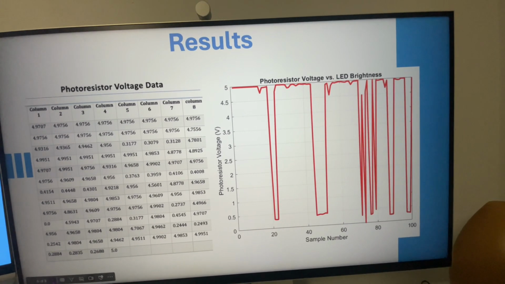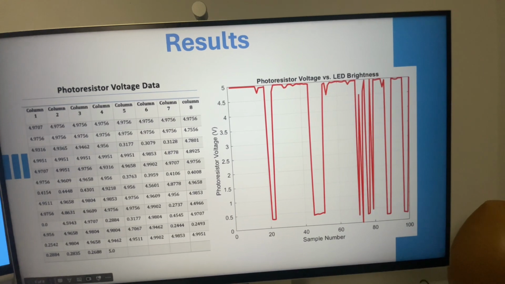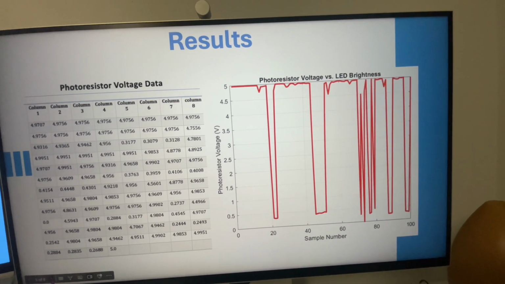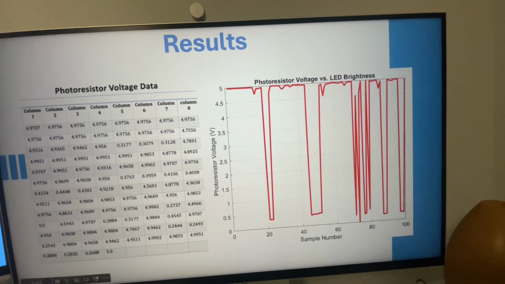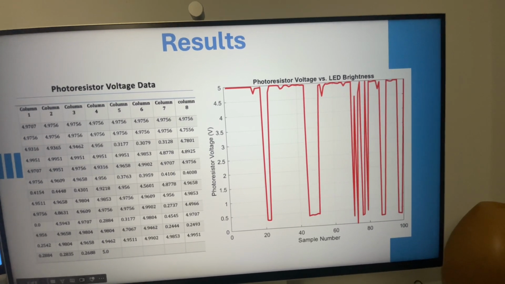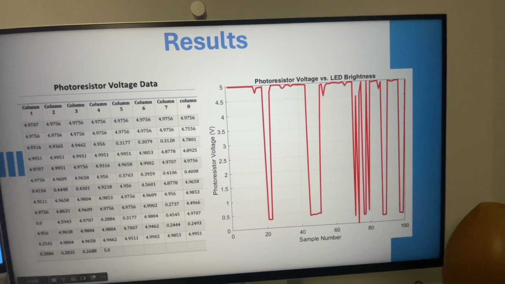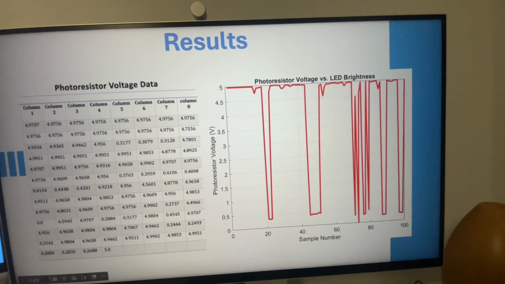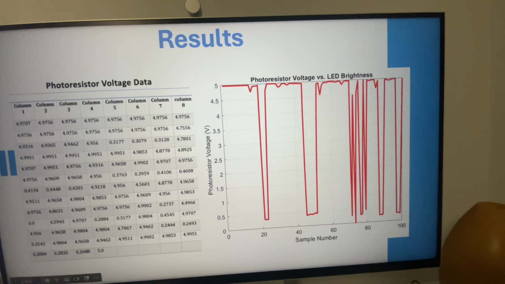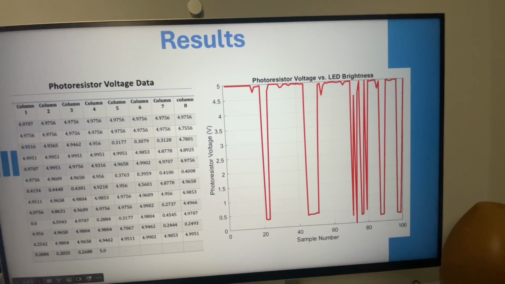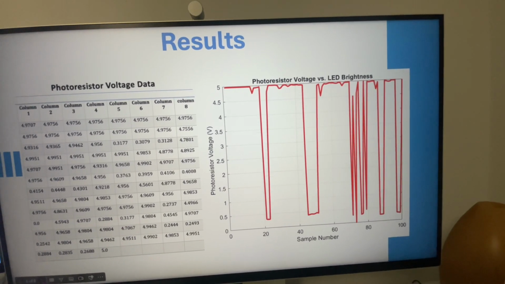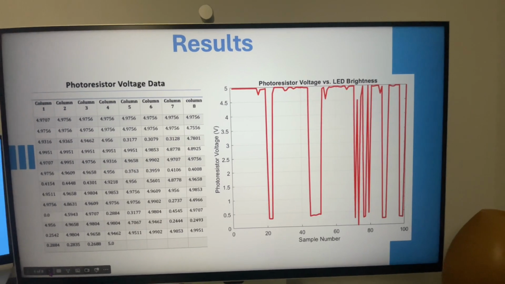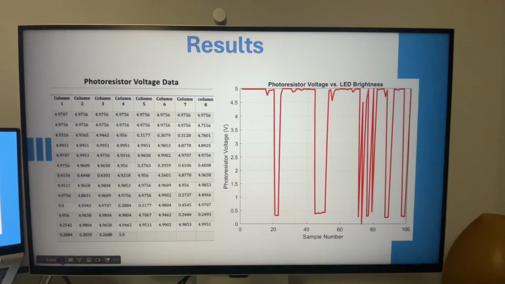In the second part, we focused on measuring the changes in LED brightness as controlled by the potentiometer. As we rotated the potentiometer clockwise, the LED's brightness increased, and counterclockwise, it dimmed. The photodetector then collected voltage readings corresponding to the LED brightness, which we plotted in MATLAB, and the resulting graph demonstrated a clear correlation between the brightness and the detected voltage, as we can observe in this image.